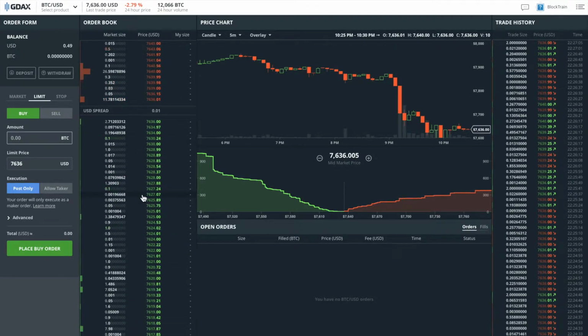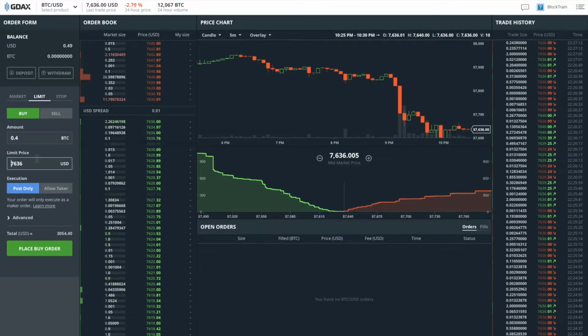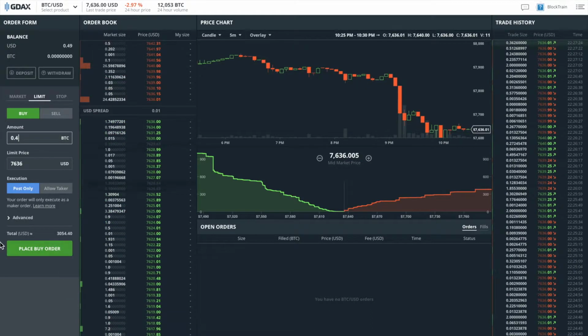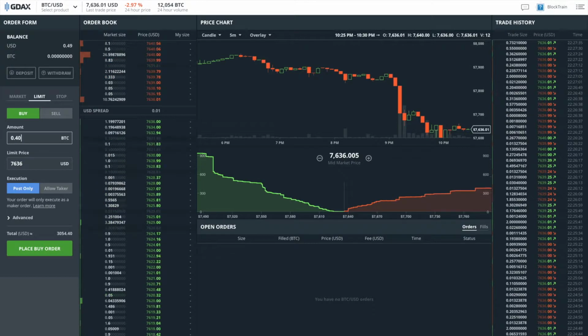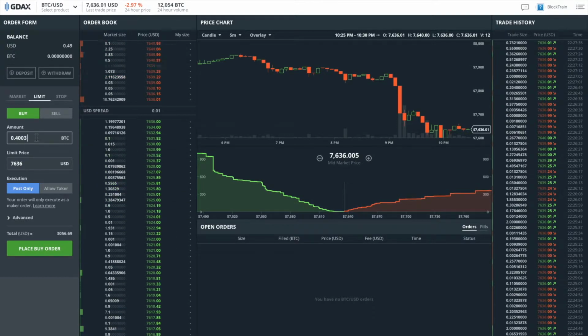Now, you want to say, how much Bitcoin do I want to buy? The functionality here really isn't great because you can't pre-fill. What you have to do is actually play around with the numbers to see how much it will cost. Total USD cost will be right here. So if I want to buy 0.4, it costs me $3,054.40. Now, let's say I have $3,056. It's really just a game of playing around with the numbers and seeing how close you can get to the actual amount that you have. That's why I have 49 cents left over here, because it's hard to get it exactly.